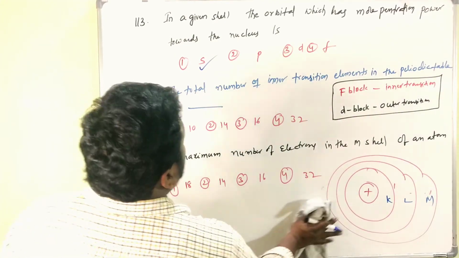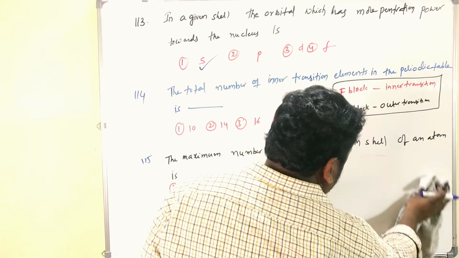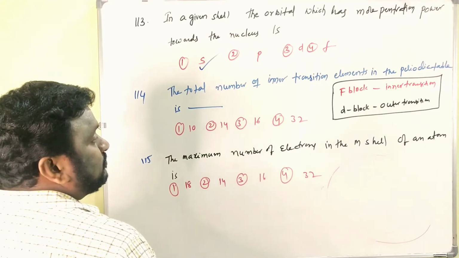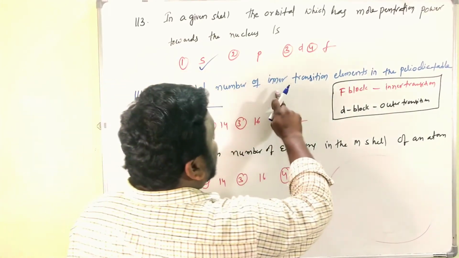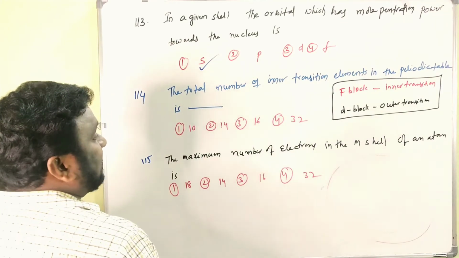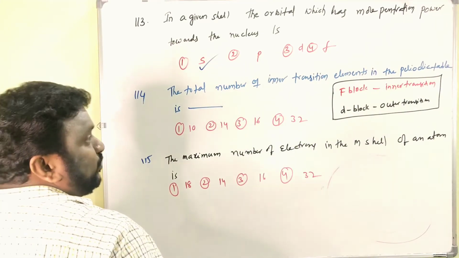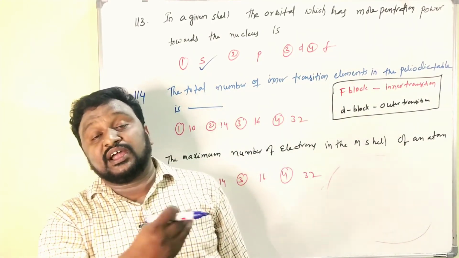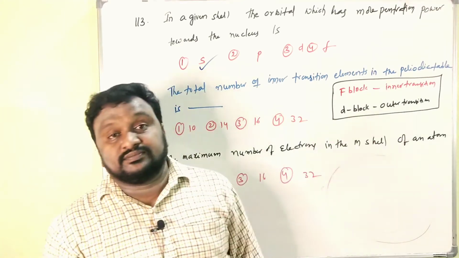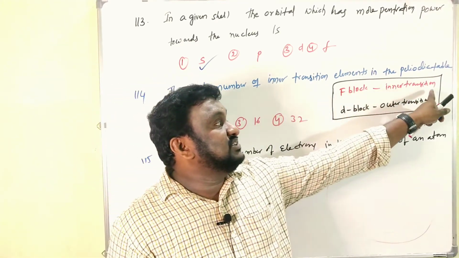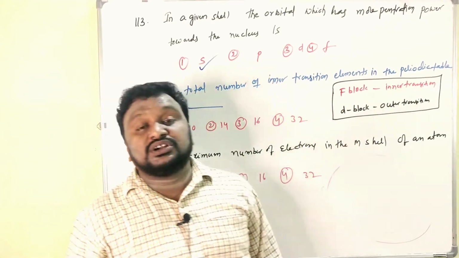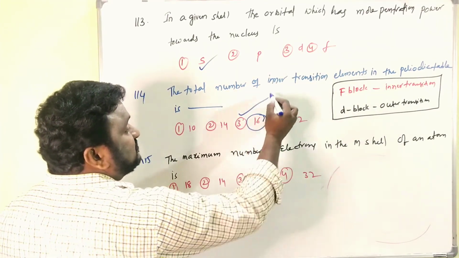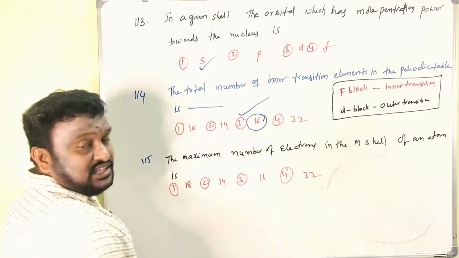And the next question is also interesting. The total number of inner transition elements in the periodic table is. First you have to know what the inner transition elements and the outer transition elements are in the periodic table. F block elements are the inner transition and D block elements are the outer transition elements. So the third option, 16, is the right one.